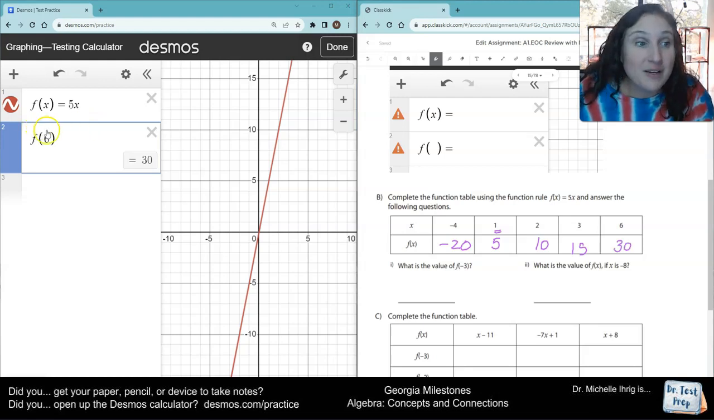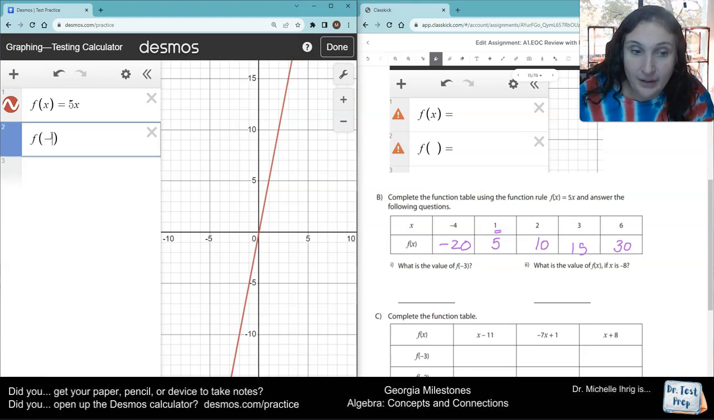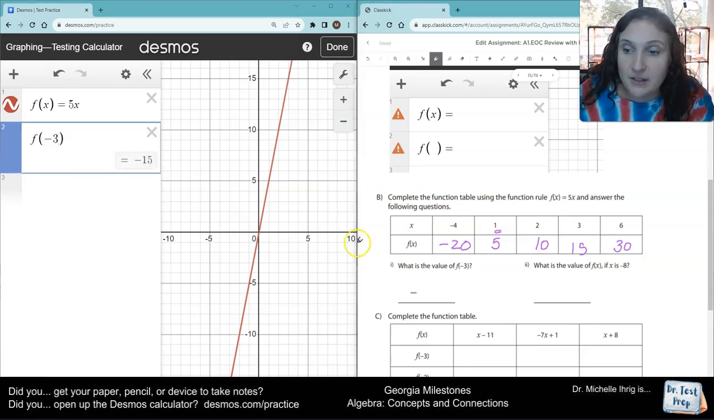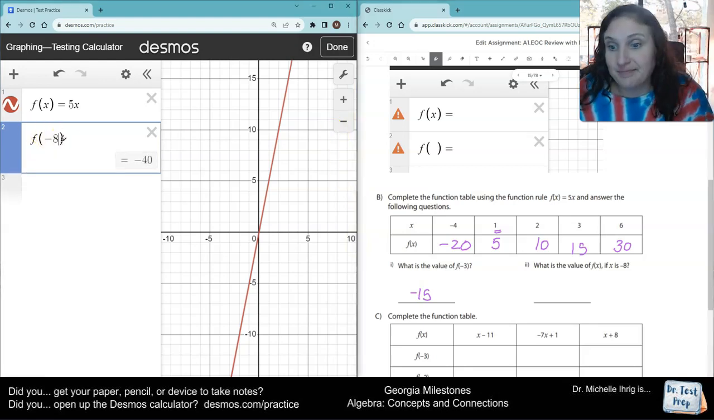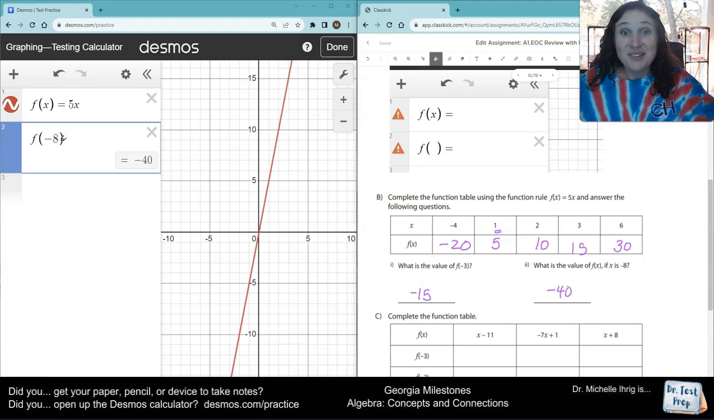What's the value when f is negative 3? Negative 3. Negative 15. What is the value when x is negative 8? Negative 8. That's all you're doing. Isn't that so crazy?